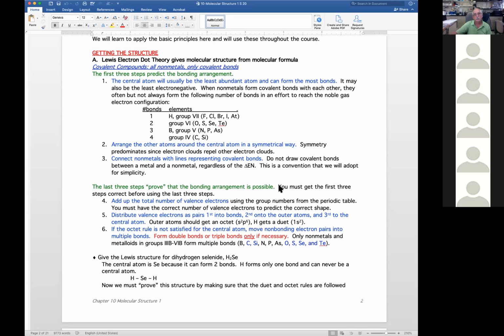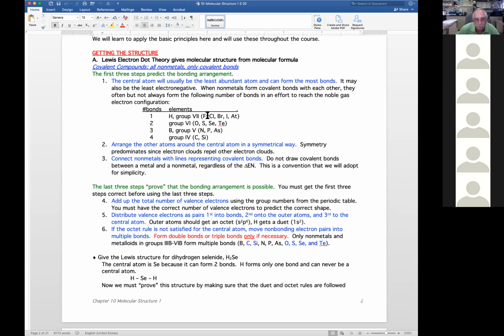So we first have to identify what is the central atom. It will be the least abundant atom and the one that can form the most number of bonds. Now, in general, this is a pretty good guide.